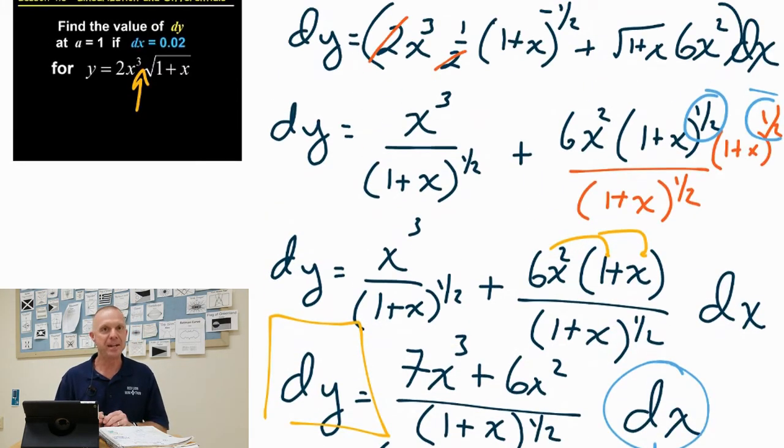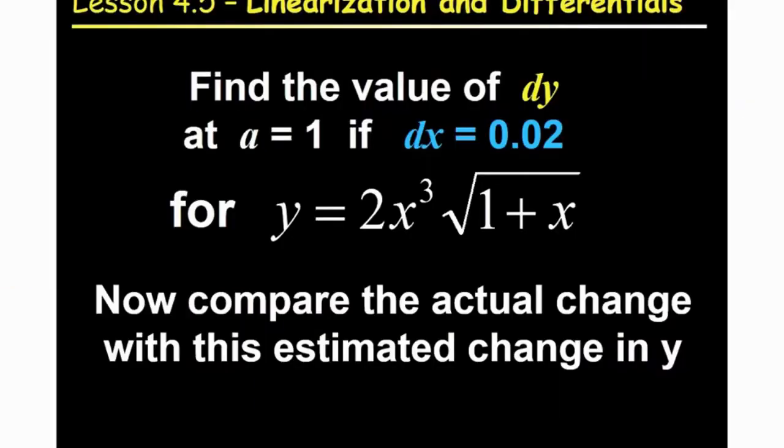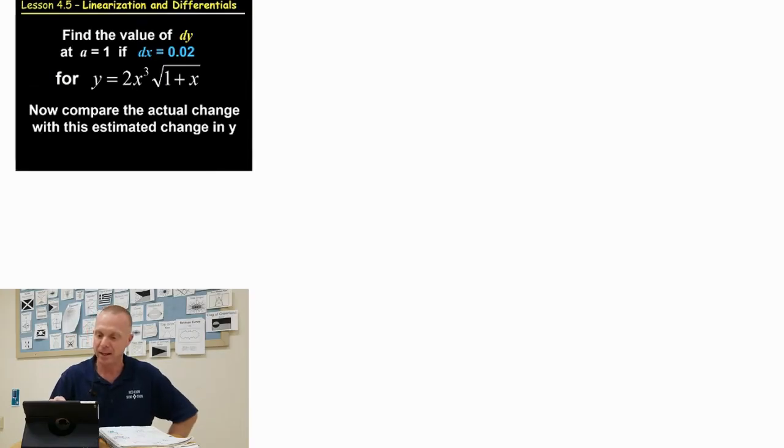Okay, so we found dy. I'm going to add something to this problem. I'm going to ask us to now compare the actual change with this estimated change. And don't forget that this estimated change was that 0.184 number that we found, but we want to compare that with the actual change. Now that means that we need to find the actual change, and to find the actual change, we need some actual y values.